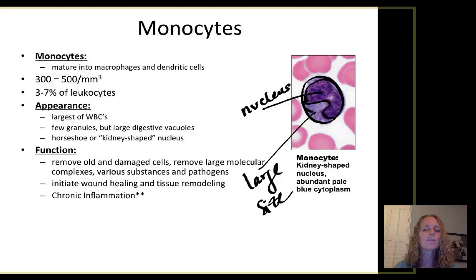Monocytes are important to remove old and damaged cells. They can remove large molecular complexes, various substances, and pathogens. They help to initiate wound healing and tissue remodeling. And in the macrophage form, they will be commonly seen during chronic inflammation.